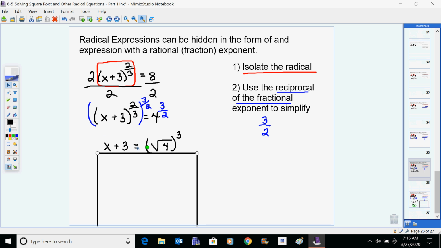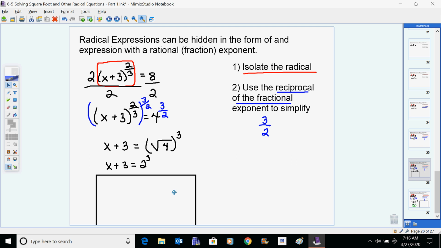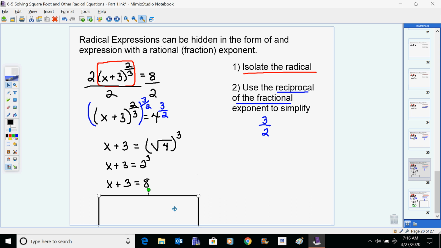Because x plus 3 to the 1st power is just x plus 3. Then remember, this is the index, this is the power, so it's the square root of 4 to the 3rd power, which is 2 to the 3rd power, which is 8, which gives you 5.